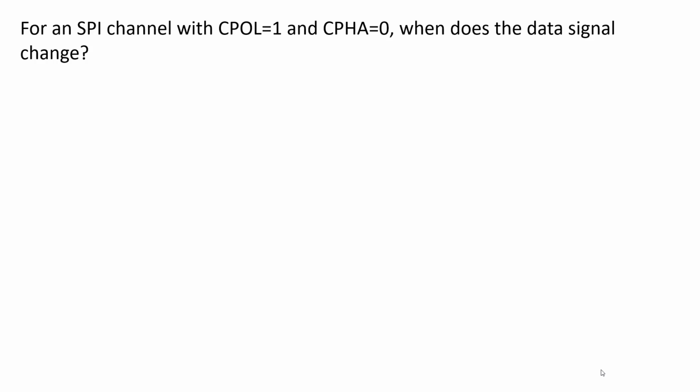For an SPI channel with CPOL 1, CPHA 0, when does the data signal change? So CPOL is 1. The question is asking when the data signal changes relative to the clock changing, right? So if CPOL starts at 1 and CPHA is 0, that means we're going to sample starting on the first clock edge, which will be falling, right? Which means the data must be changing on the rising edge of the clock, right?